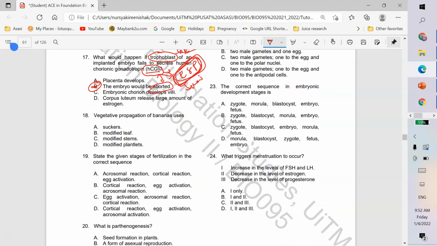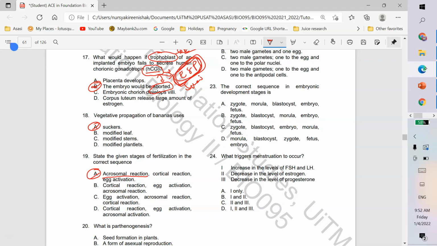Okay, so next 18 please, by Najwa. Number 18, vegetative propagation of bananas use suckers. Suckers. Dia adalah sejenis asexual reproduction in plant. Okay. So number 19, Natasha. 19. State the given stages of fertilization in the correct sequence. A. Acrosomal reaction, cortical reaction, activation. Okay. So acrosomal reaction, explain sikit.